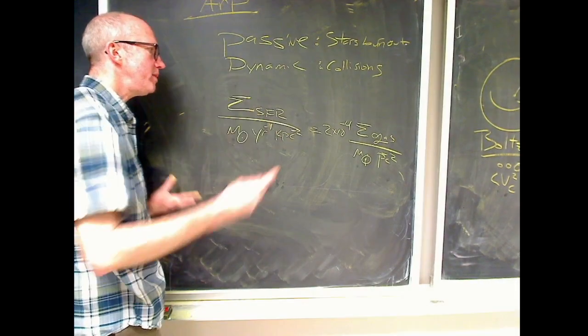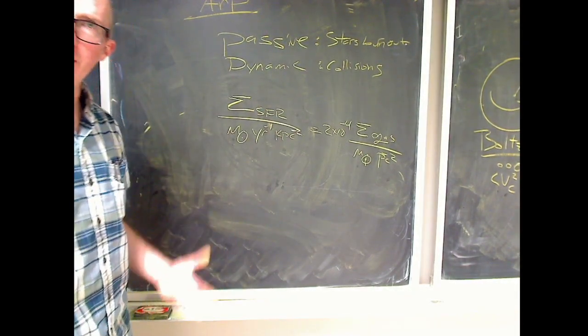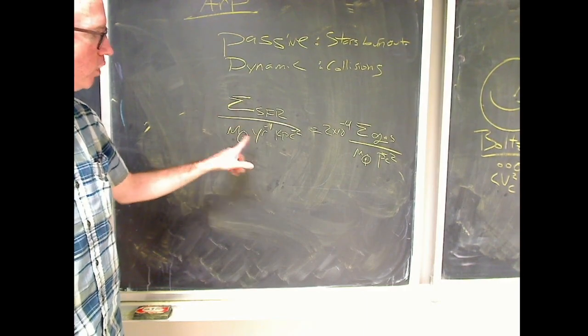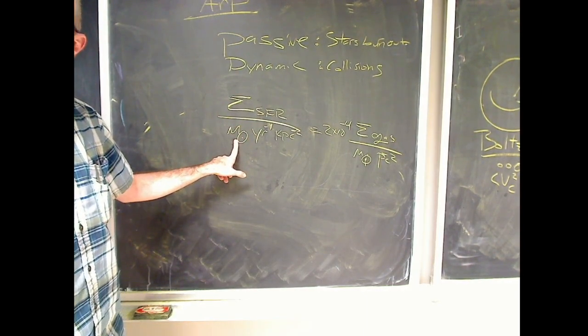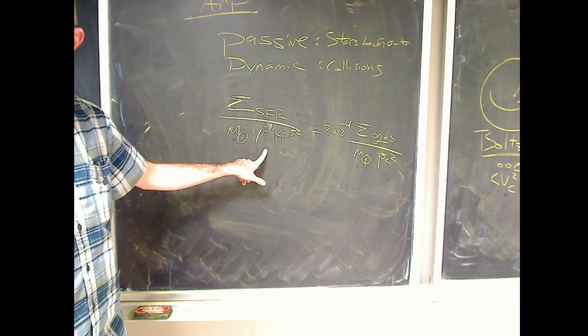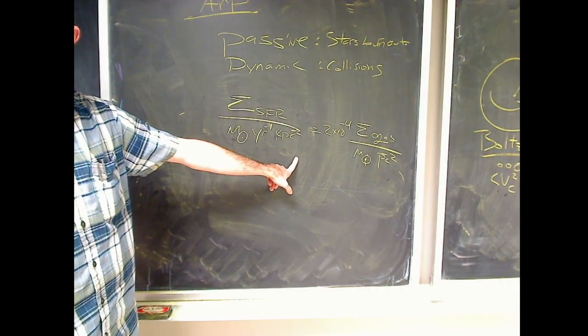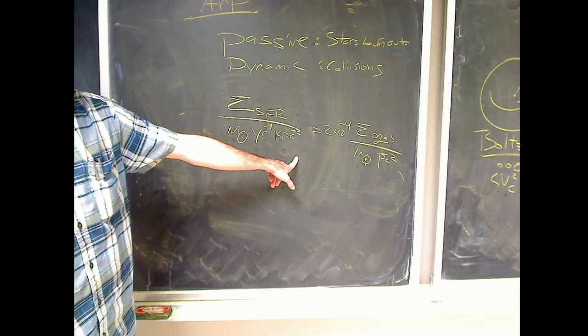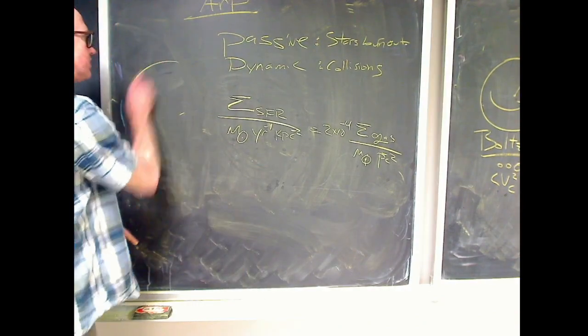This is the formation of stars. This is the star formation rate. It's how many solar masses you form per year per square kiloparsec, per area of the galaxy. So I've got my galaxy, it looks like this.